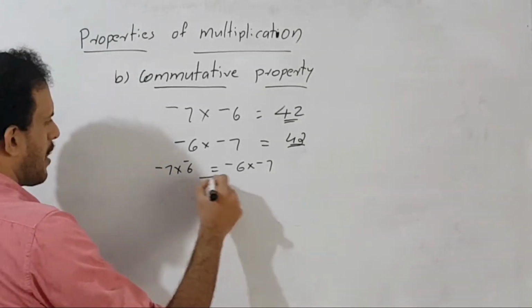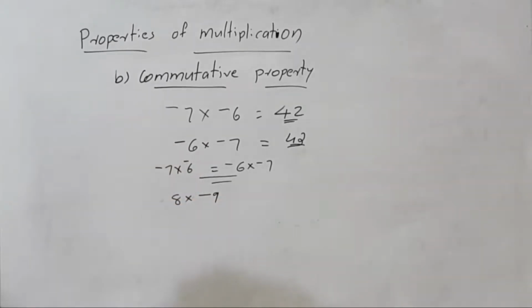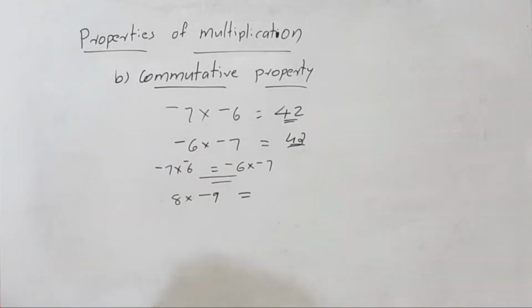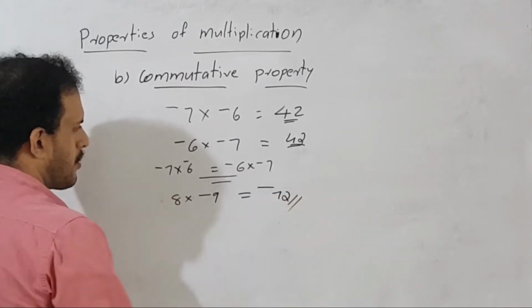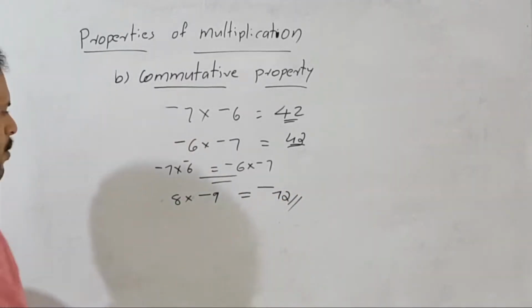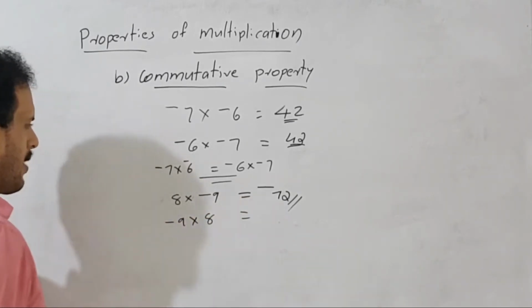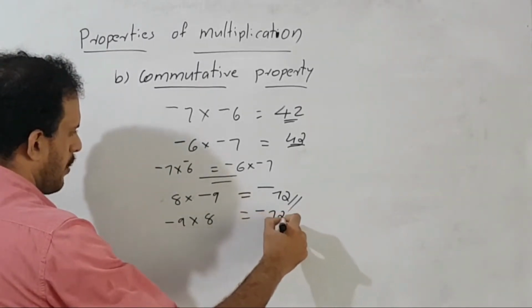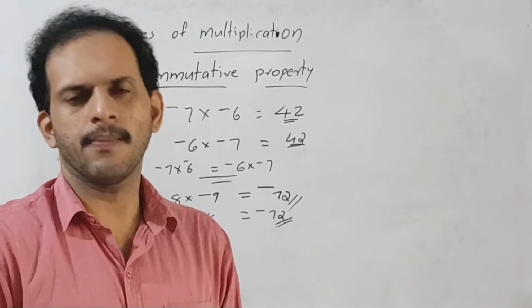Correct? So if we take one more example, 8 into -9. Then what is 8 into -9? The answer is negative because one is positive, one is negative. Then 8 into 9 is 72, so the answer is -72. Then we change the order: -9 into 8. What is -9 into 8? That is also -72. Then what do we conclude? We conclude that multiplication satisfies the commutative property.